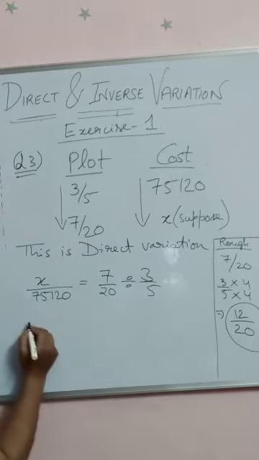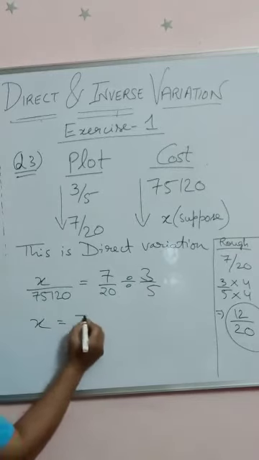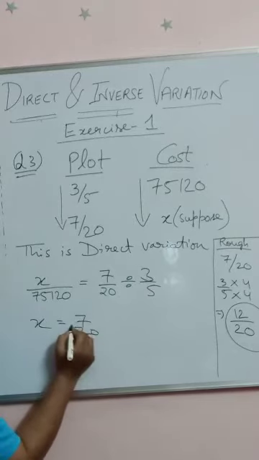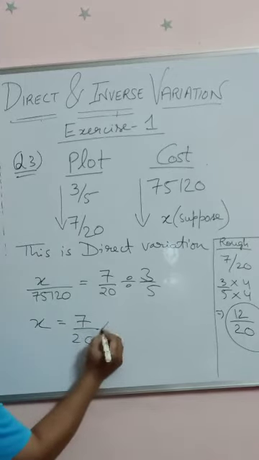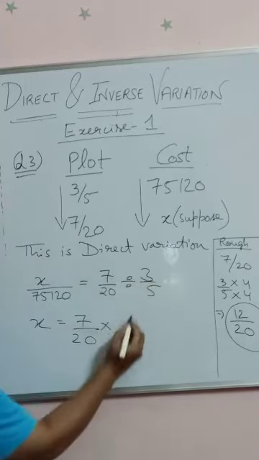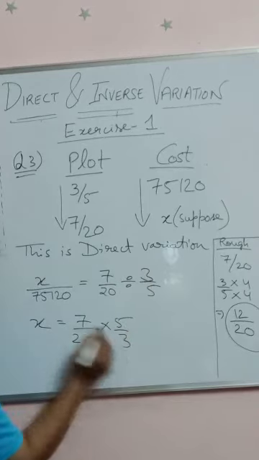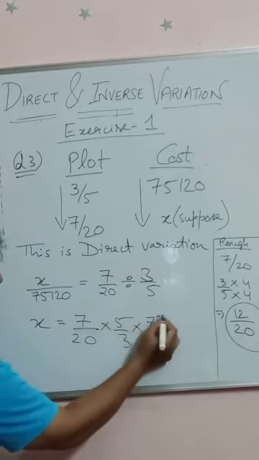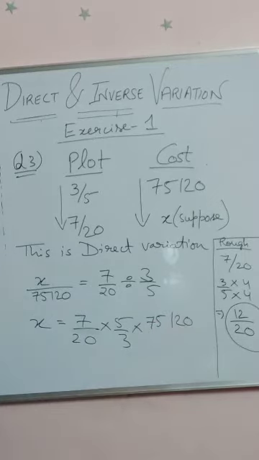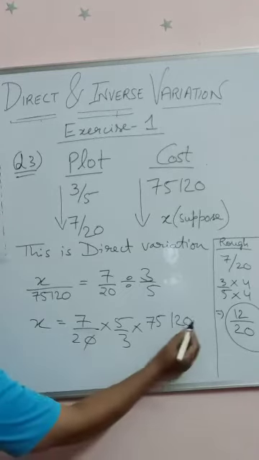So let's simplify it further. X remains X. It will be 7 by 20. This division sign can be changed into multiplication. What happens? It is reciprocal. So it is 5 upon 3. And this denominator goes to the other side. So it will also be multiplied. So it will be 75120 in the numerator. So let us perform the cancellation part. This 0 can be directly cancelled by this 0.